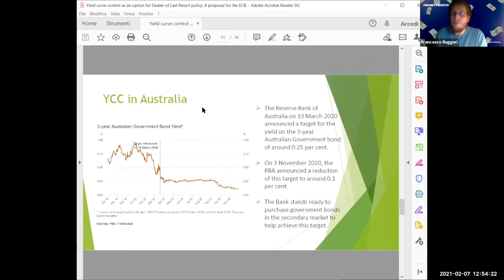A second example is the Reserve Bank of Australia, which is fixing the yield on 3 year Australian government bonds since the start of the pandemic. They fixed the yield at 0.25% in March. And then they announced a reduction of this target to 0.1%. And as you can see, since they started targeting, the yield is stuck where they want. So basically, they are able to fix the interest rates on a particular set of government bonds and keep the rates at that point until they change their target.